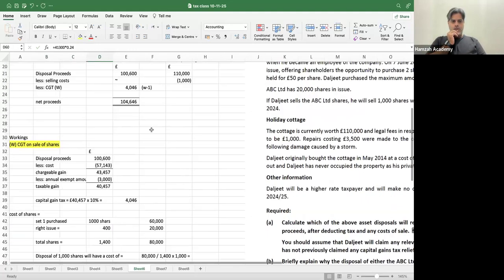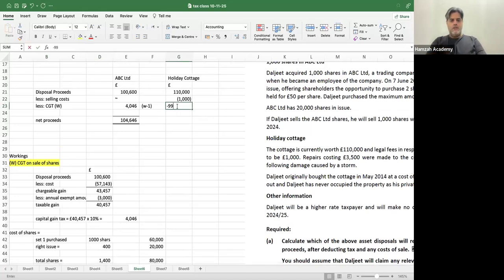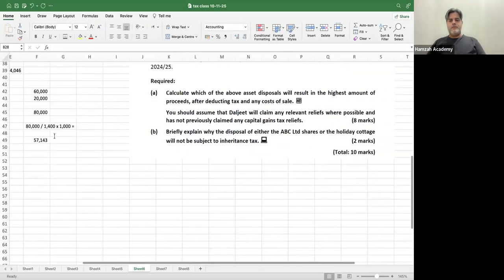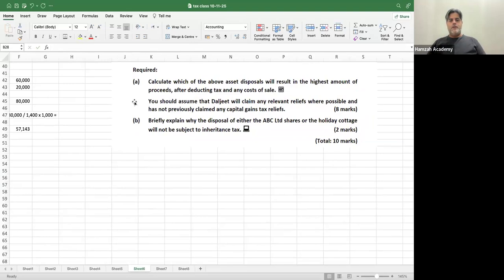9,912. I was supposed to deduct this, so I will have my net amount of 99,088. So we can say that Diljit should sell the holiday cottage, and this will generate the higher net proceeds. So this is what we have done here.